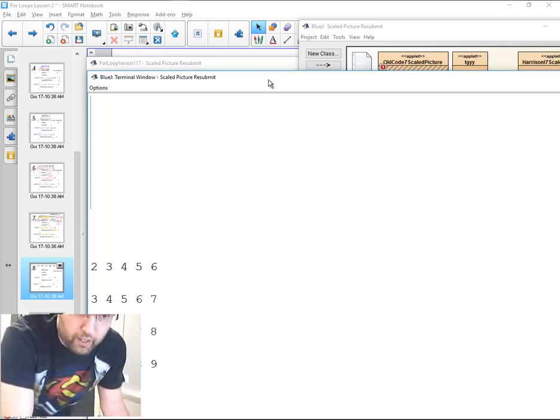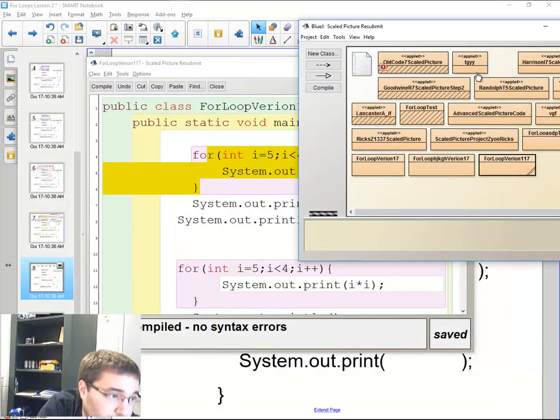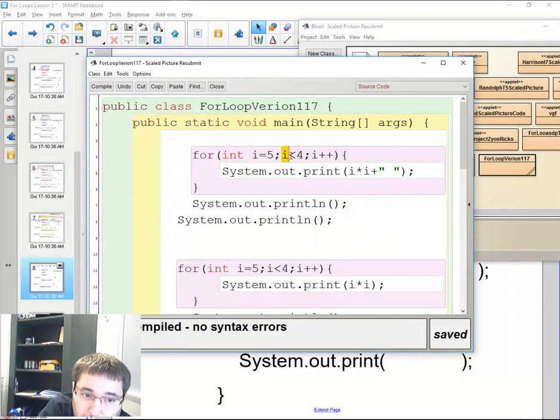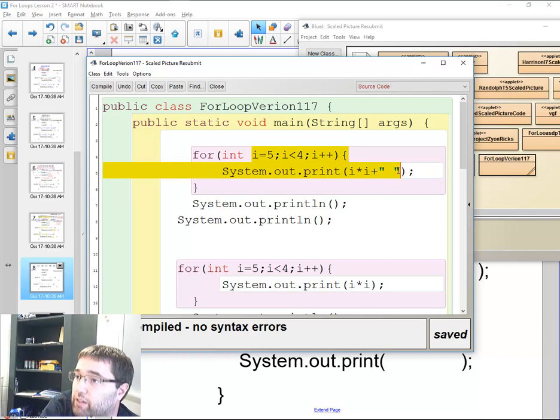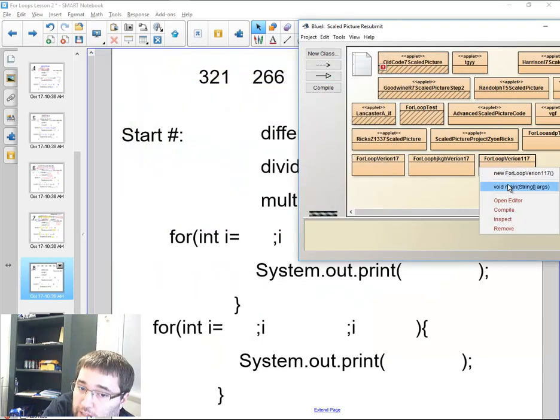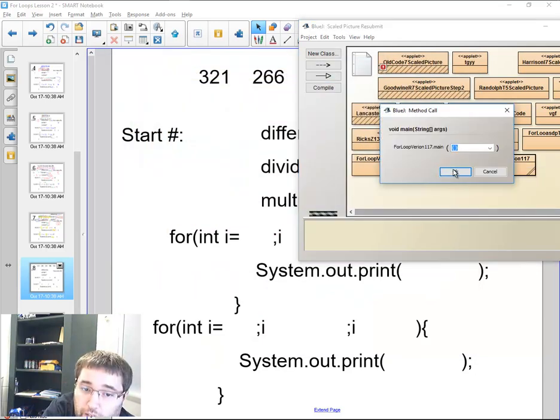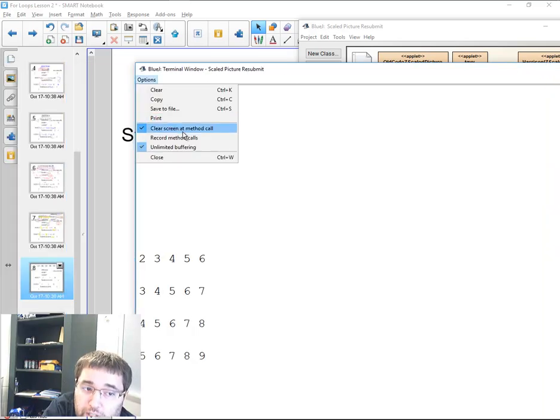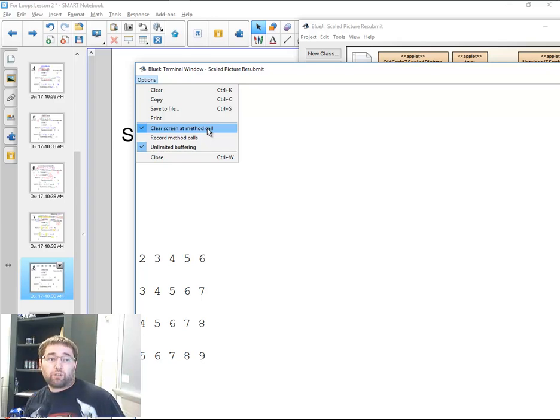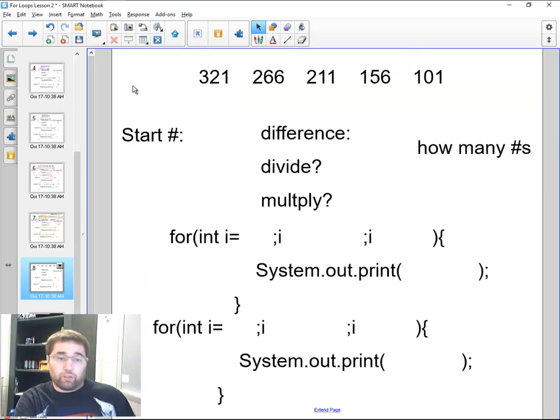Now, nothing shows up right there, and nothing shows up right there, because when is i less than 4? When it starts at 5. Never. So if you change these numbers right here to your guess, whatever it is, compile, right click, void main, hit OK, it'll show up. Click options and you want both clear screen at method call and unlimited buffering checked. Otherwise you're going to run into a whole bunch of issues. So you probably need those numbers.